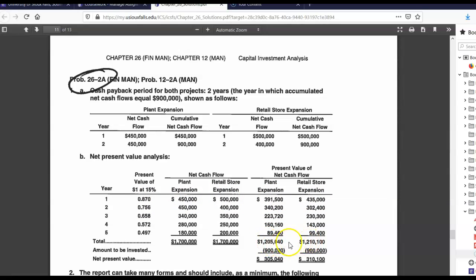We have two net present value calculations for just the cash flows of $1,200,000, again with a $900,000 investment. Then we look and say which one is better, not by much. On both scenarios, the plant expansion is just $5,000 less in net present value. So in both scenarios, we can say it's meeting our hurdle of 15%. We don't know how much over 15, but we know it at least met our definition.